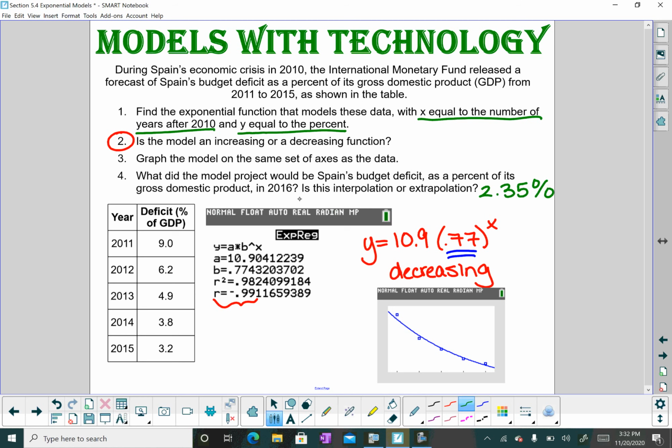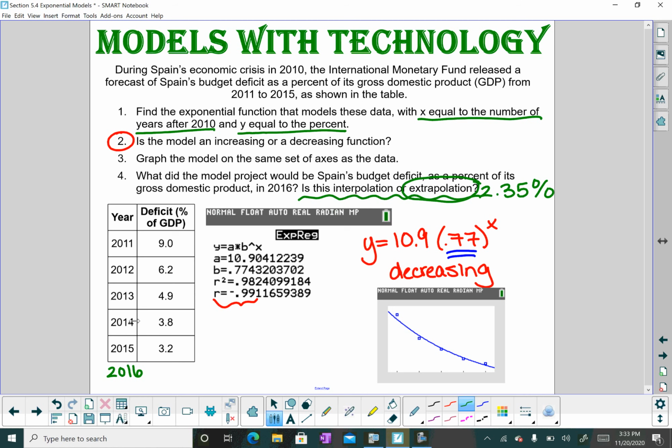And last part of that question, is this interpolation or extrapolation? The answer is it's extrapolation because 2016 was beyond the set of data that we were given. Remember, if it's interpolation, that would be a value that's within the data that you already know. So maybe if we had jumped from 2012 to 2014 and they were asking about 2013, something in between values that we have. But if it's outside of the range of numbers that you're given to begin with, that's extrapolation.